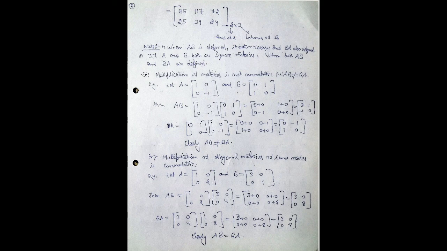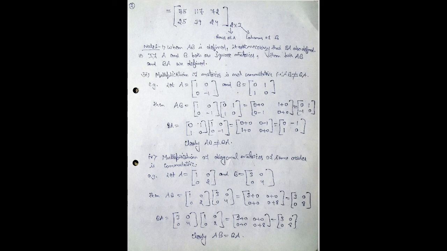The fourth note is multiplication of diagonal matrices of the same order is commutative. For example, we take matrices A and B. Here A consists of 1 0 0 2 and B consists of 3 0 0 4. Clearly A and B are diagonal matrices and the order of both the matrices is 2 cross 2.